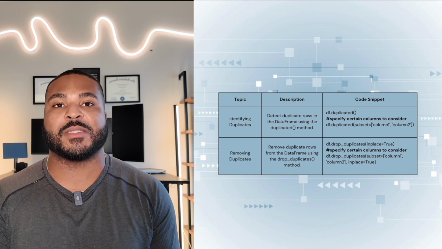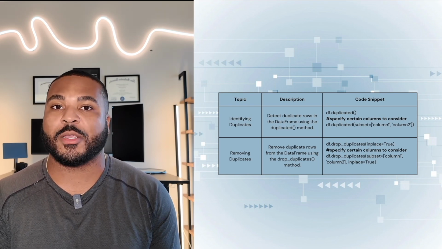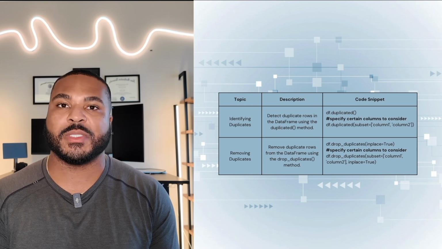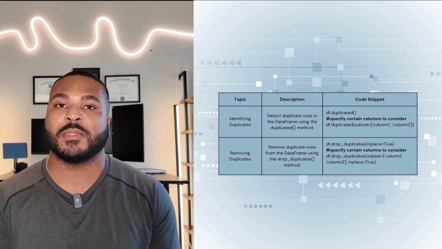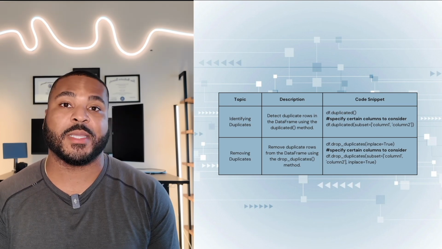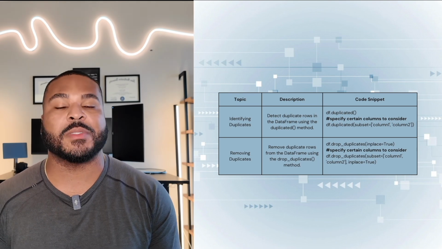You can also specify certain columns to consider for detecting duplicates by passing them as arguments to the duplicated method. This will result in only considering those specified columns when identifying duplicates. So say you have some columns that you know are duplicates, don't include those. Once you've identified duplicate rows, the next step is to remove them.